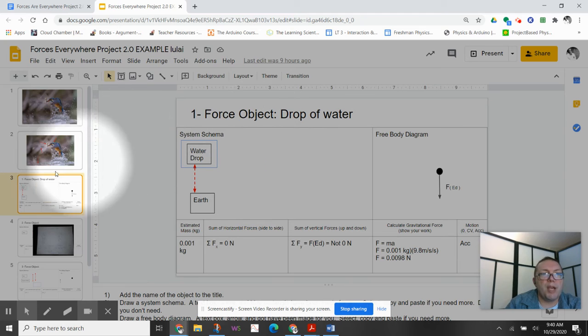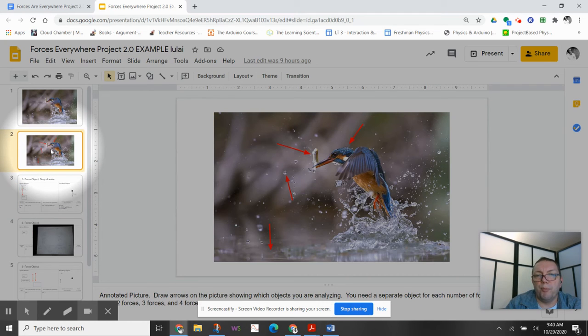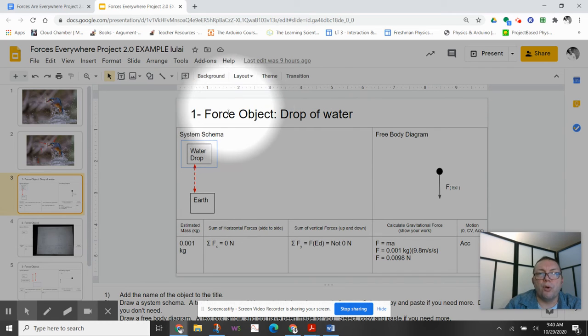So here's an example using the bird image, the wildlife image. So the force is on the water. So our system schema, there's a text box where we typed in water drop, and that water drop has a gravitational interaction, the dotted arrow, between those 2 objects. There's the Earth, there's the water droplet, and the water droplet is the thing we're studying.